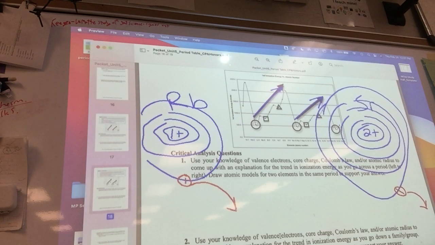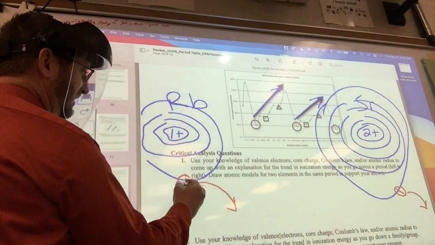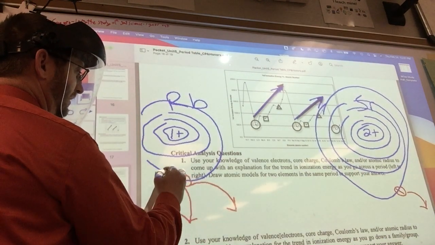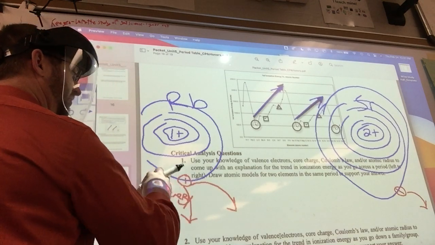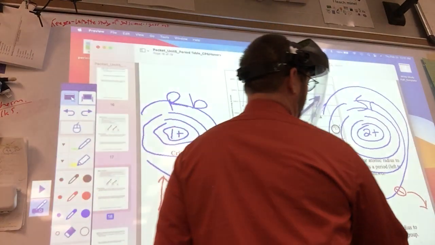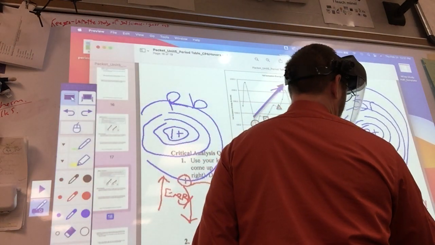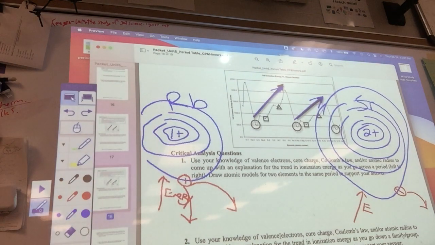Ionization. Energy. So you're going to get this electron excited by giving it energy. So energy goes in, the electron goes out. Energy goes in, so therefore the electron goes out. So now we're trying to figure out which is going to take more energy or less energy.